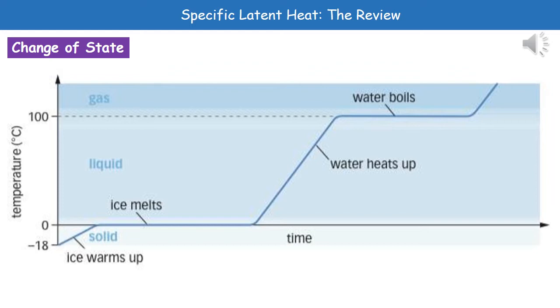Once all the ice has melted and become liquid, the water then heats up from 0 all the way up to 100. Once we reach 100, which is the boiling point of our water, then again we see that line level off. And again, once all of that has become steam, so it's turned into a gas, the temperature can increase once more.